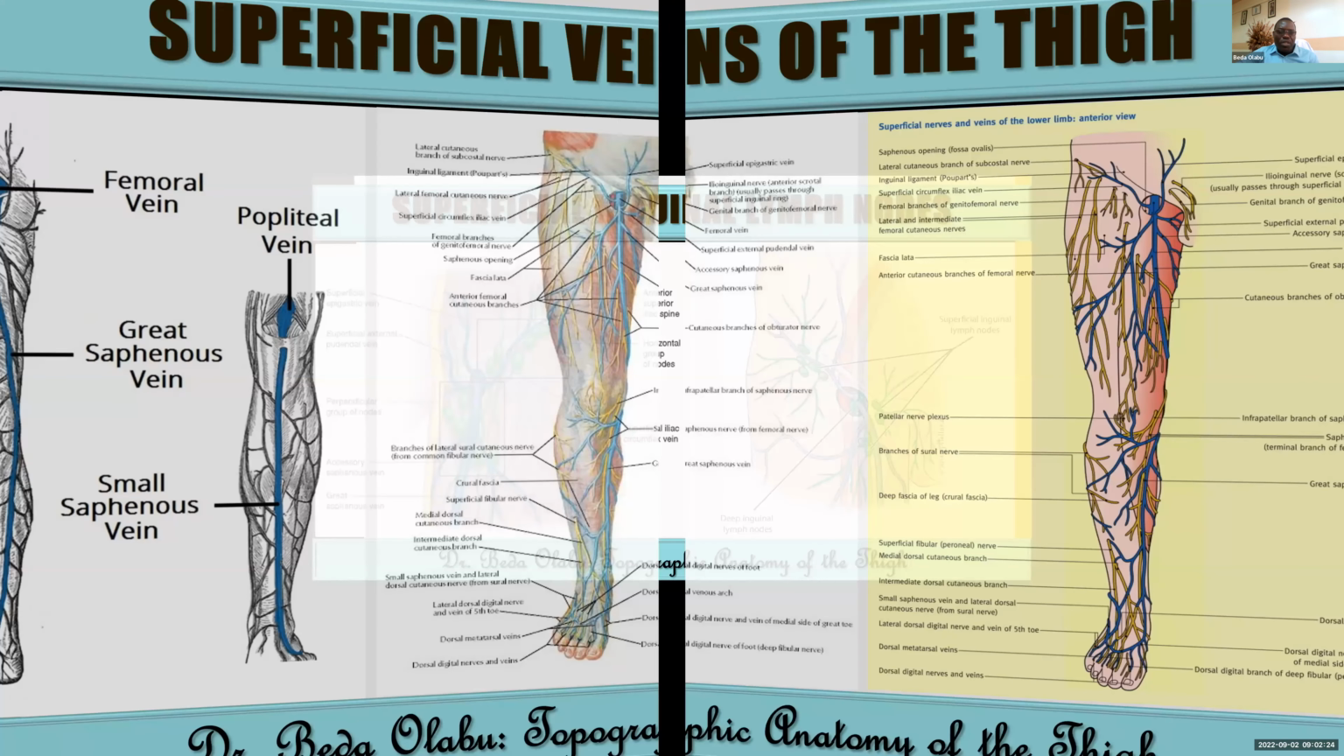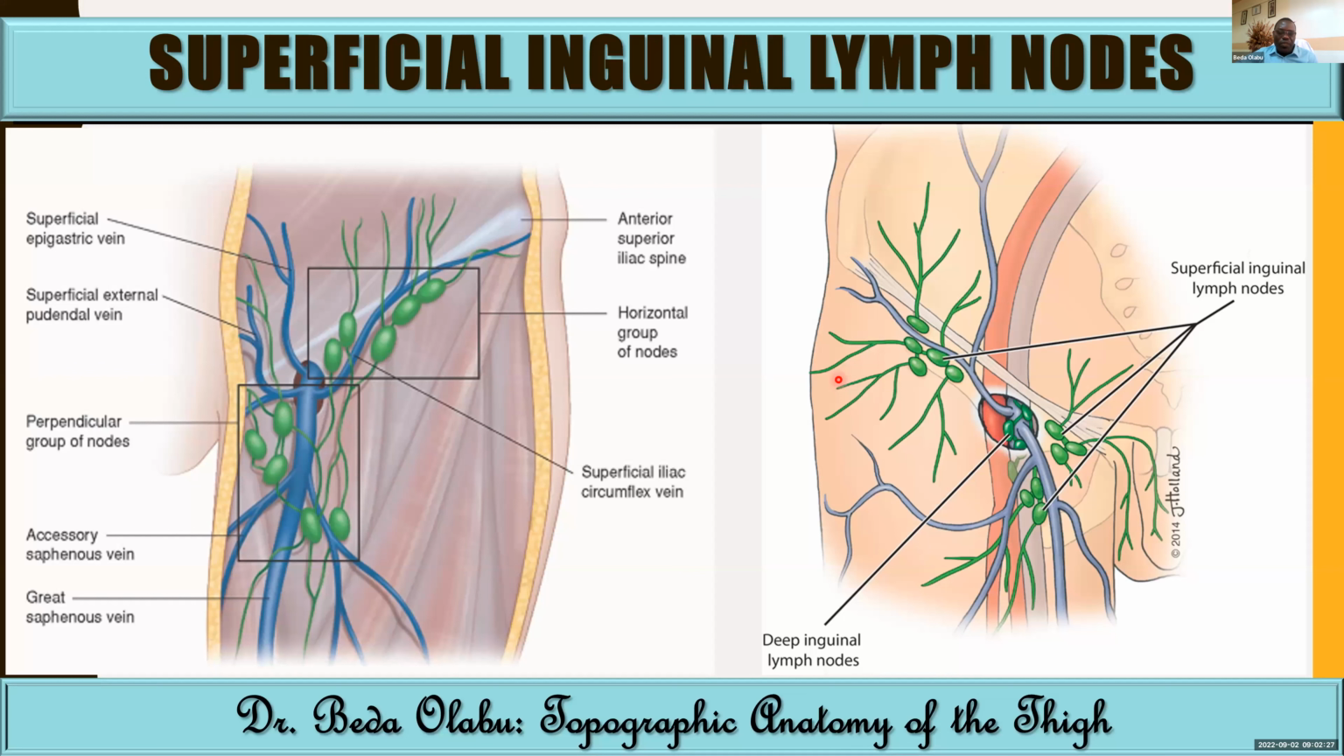Now let's talk about the superficial inguinal lymph nodes. Superficial inguinal lymph nodes are the lymph nodes which are around the termination of the great saphenous vein. When you say they're superficial, it means they're above the deep fascia of the thigh. They're not deep to the deep fascia of the thigh. So they are superficial to the deep fascia of the thigh. That's what makes them superficial.